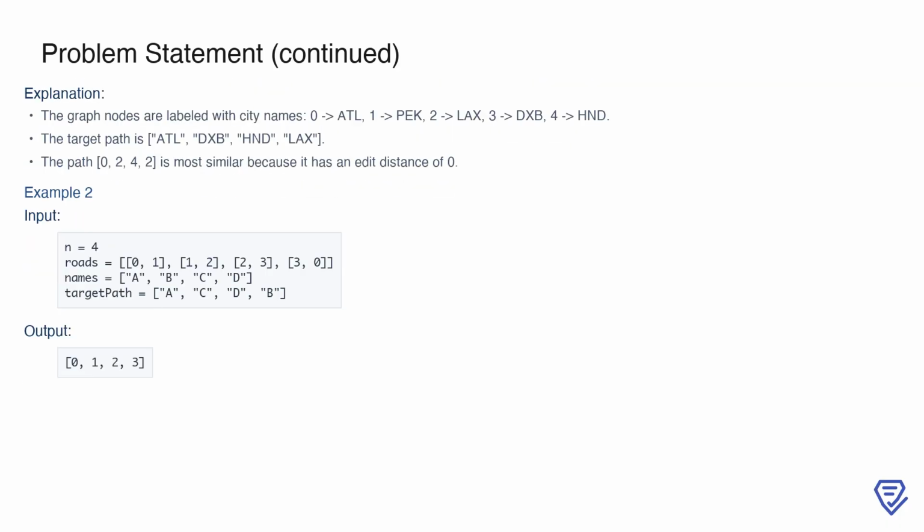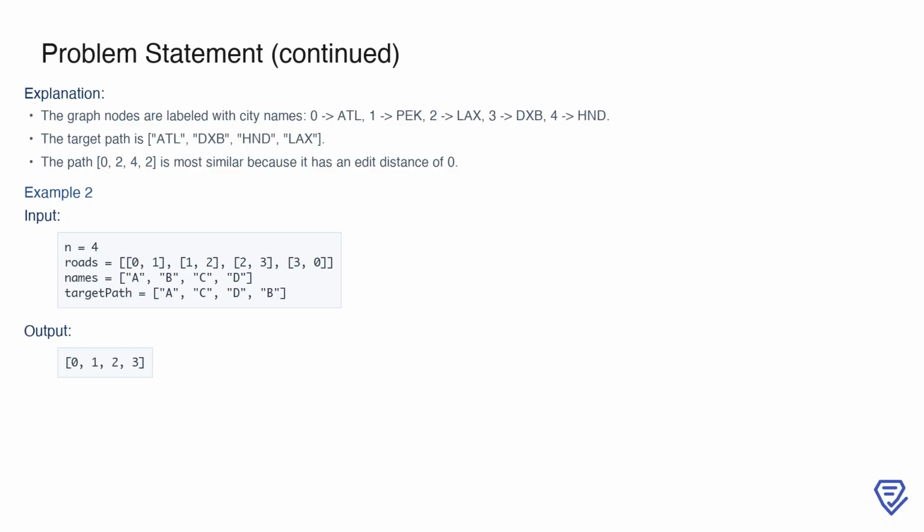Let's look at the first example to understand this more concretely. Here, the graph has 5 nodes labeled with the city names ATL, PK, LAX, DXB, and HND. The roads define the connections between these nodes, and the target path is specified as ATL, DXB, HND, LAX. The task is to find the path through the graph that best matches this target sequence.